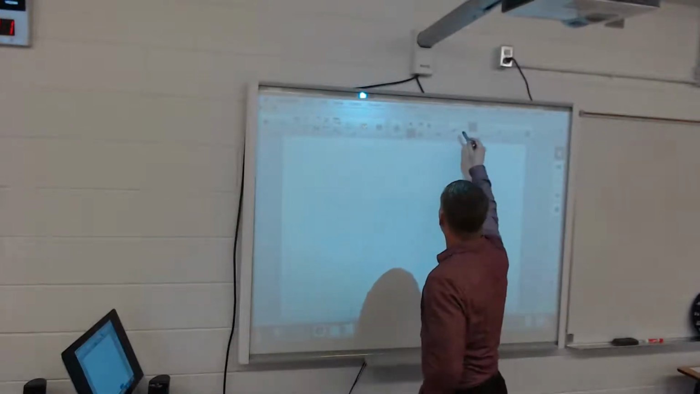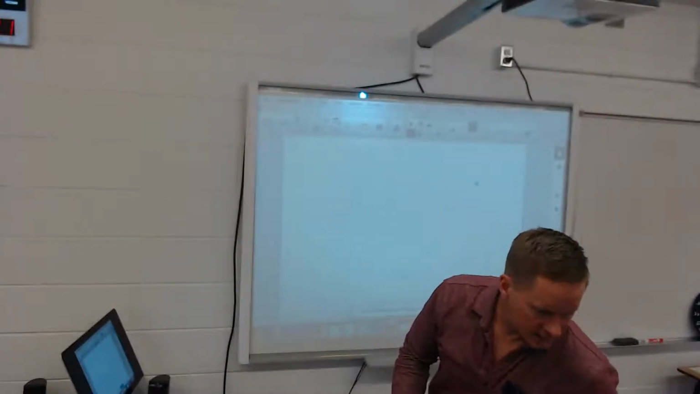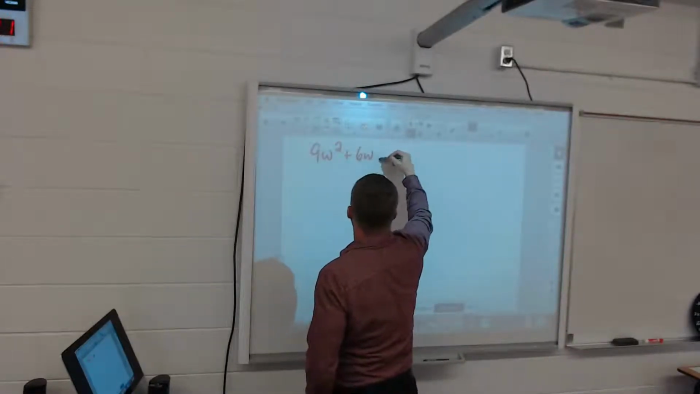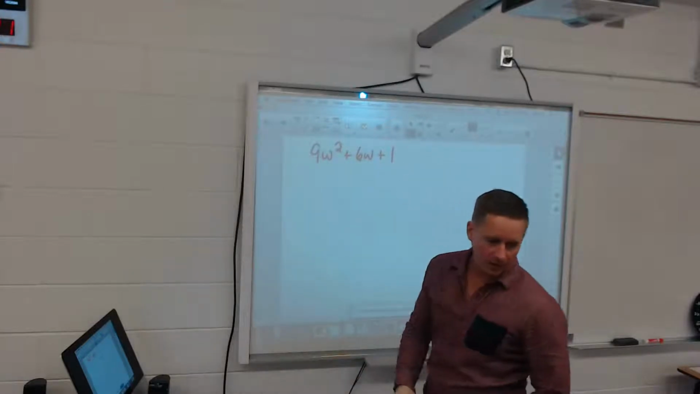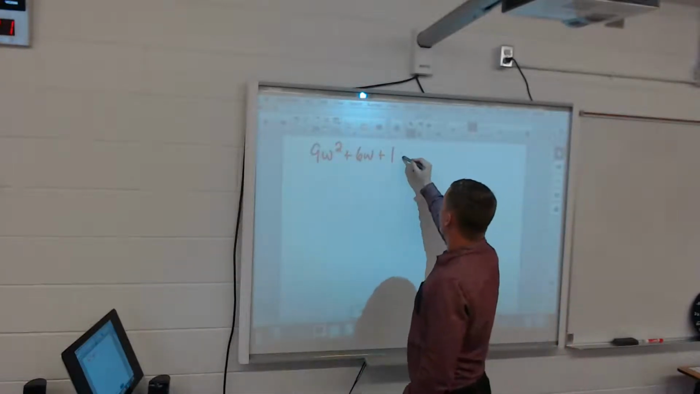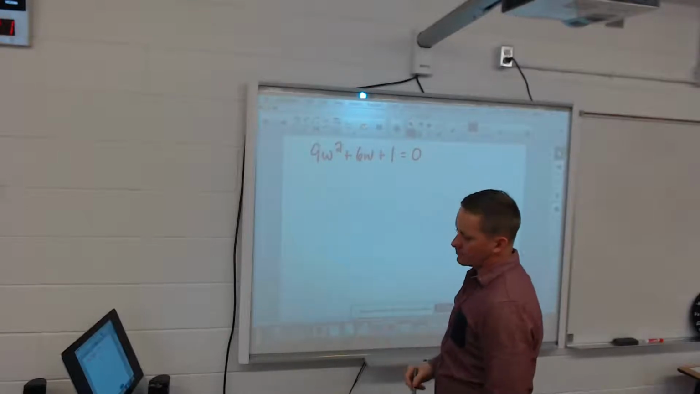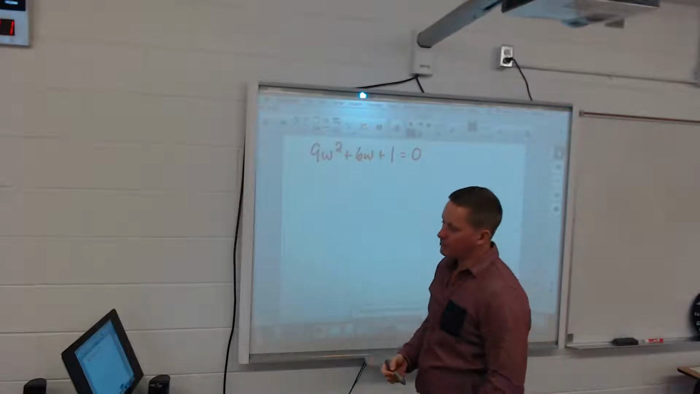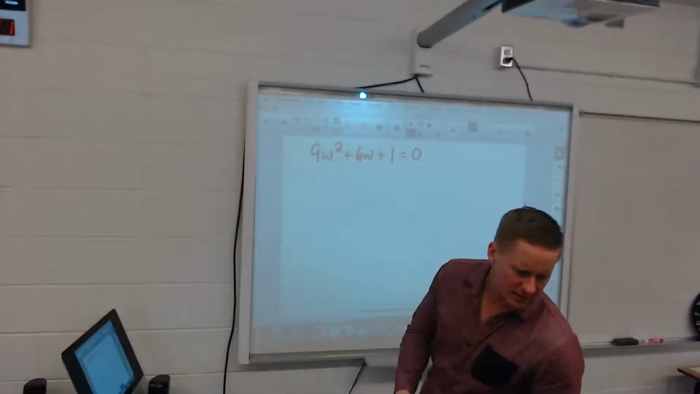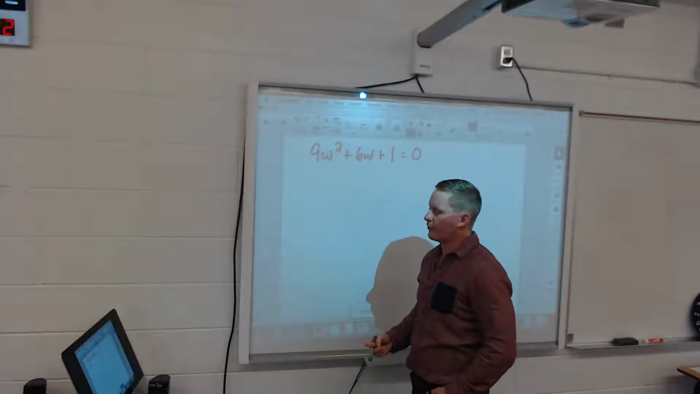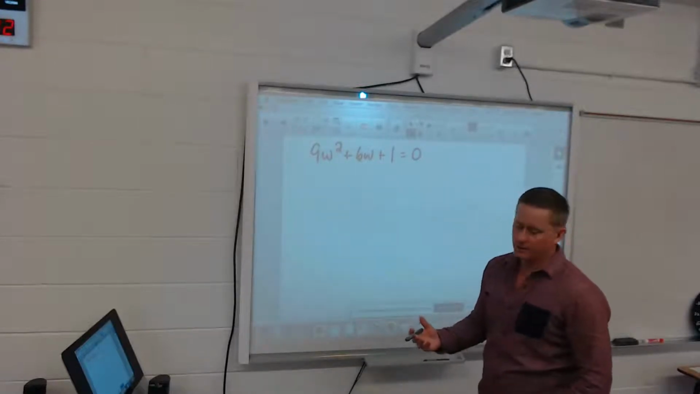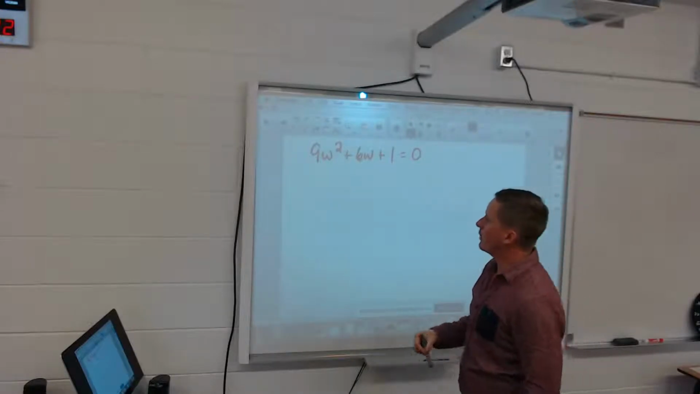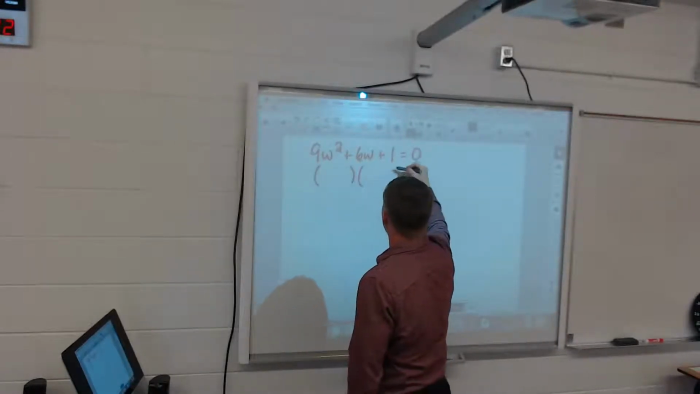Okay, so the equation is 9w squared plus 6w plus 1. Now, I'm going to show you something right away here, and then I'll answer the question the way it's supposed to be answered. Because this one actually says using the quadratic formula, so I wouldn't do this, because I'm specifically asking you to show the quadratic formula. But just a quick look at it, I could do this.